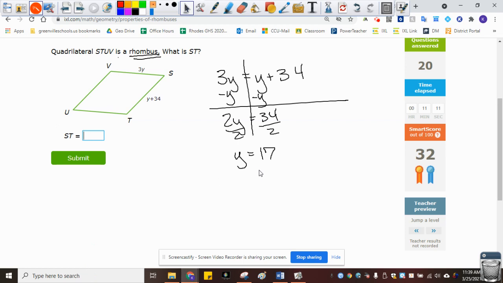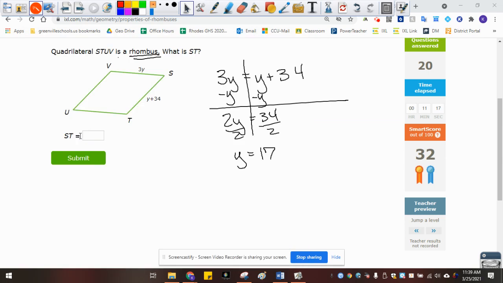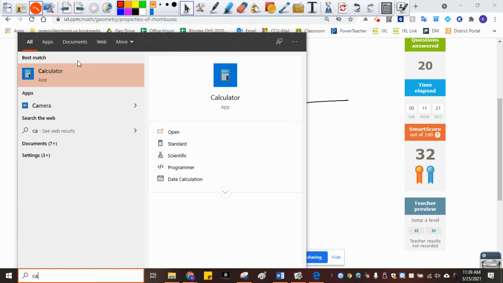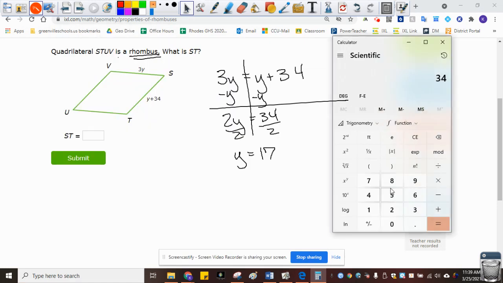Or I'll get this wrong. Oh, it doesn't ask me what y is. It asks me what ST is. Well, since this is up, we can just make sure 34 divided by 2 is 17. And then ST is 17 plus 34. So it should be 51.